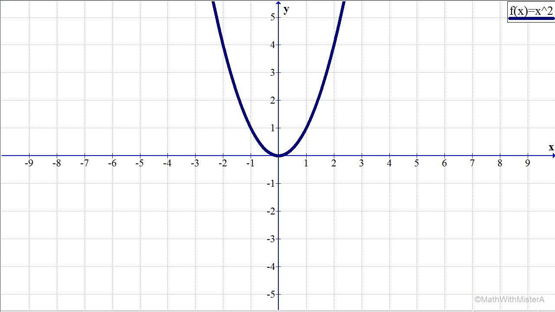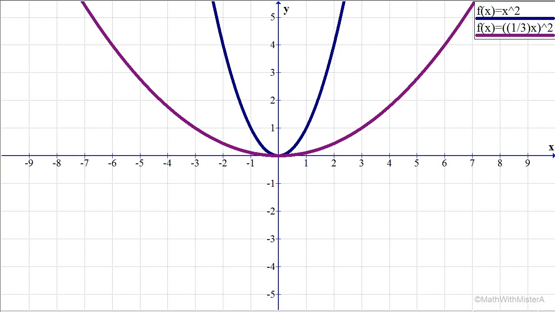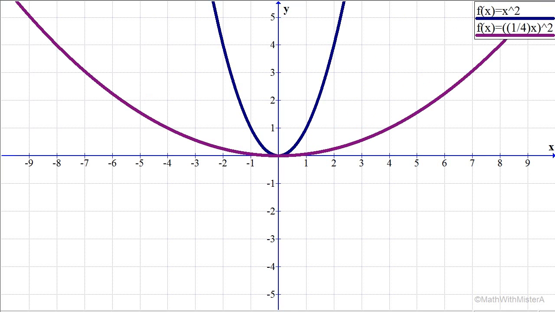Base function, x squared, and now 1/2 x, that quantity squared. And here's 1/3 and 1/4. As we multiply the variable by a fraction, it actually stretches this graph out horizontally. So the point at 1, 1 has now been stretched out to 4, 1. The point at 2, 4 has been stretched out to 8, 4, each x coordinate multiplied by 4. So we see the opposite sort of effect of what we would expect. Multiplying by a fraction 1/4 is actually stretching it horizontally by a factor of 4.